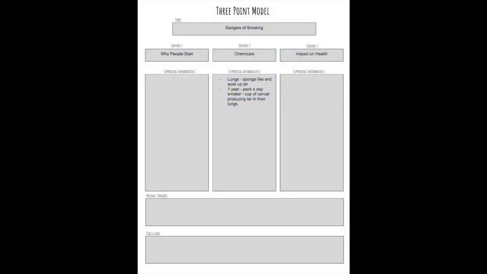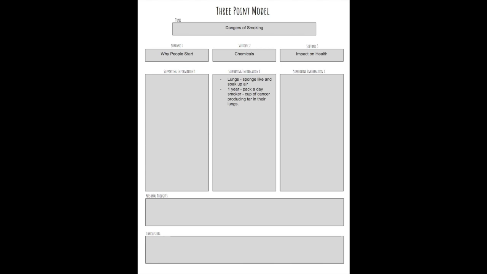After watching that commercial, there were a couple of things that stood out to me. One of the things was the statement where the narrator says, lungs are like sponges. They're designed to soak up air. And then he goes on to say that a person who smokes a pack a day has half a cup of cancer-producing tar in their lungs.